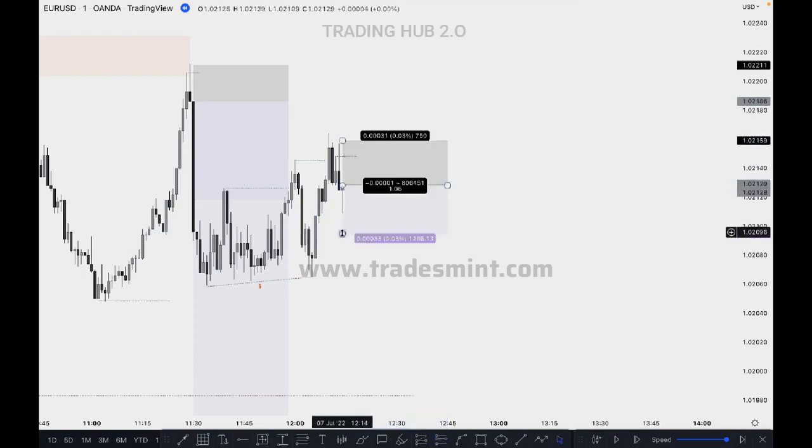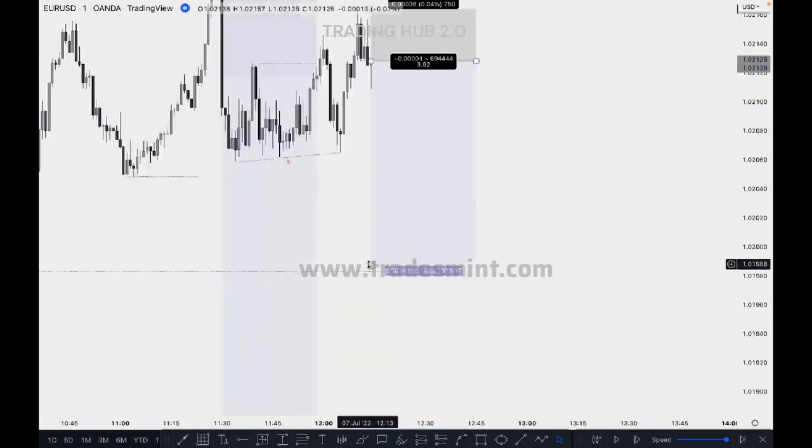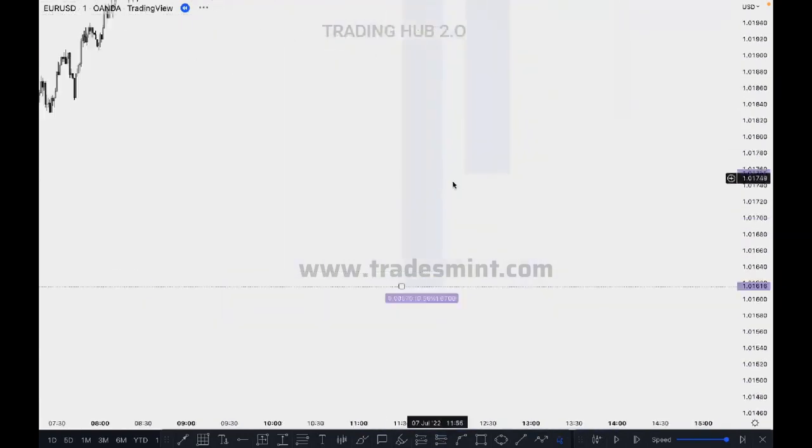And put the stop loss just above it, the safer stop loss is above it. And our major target is our M15 low, which is here.